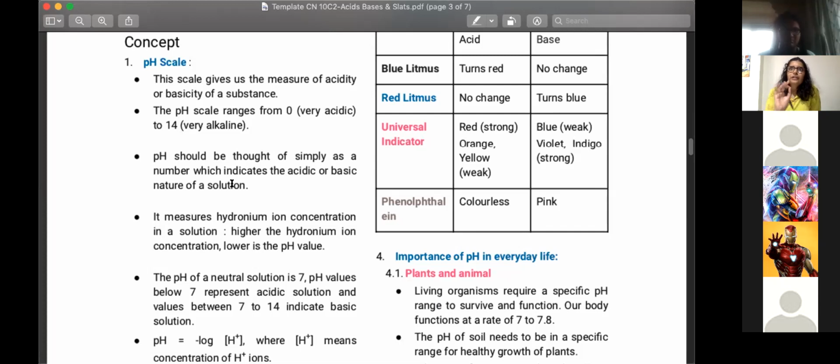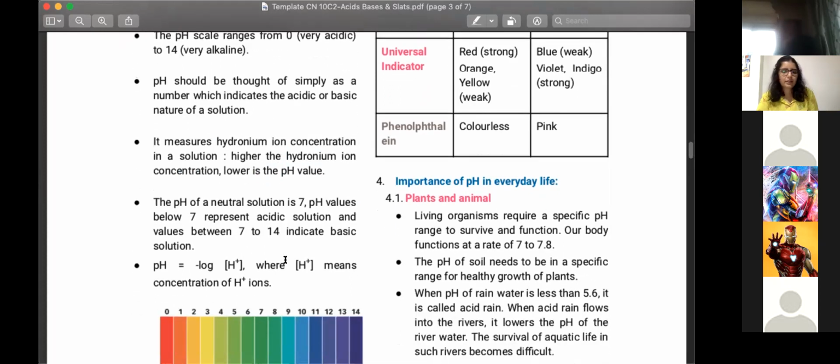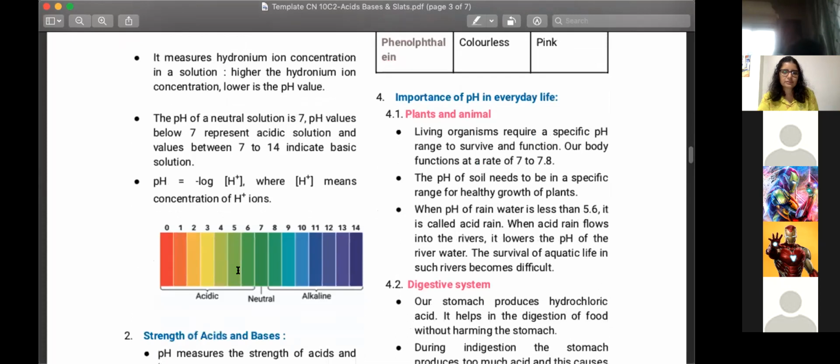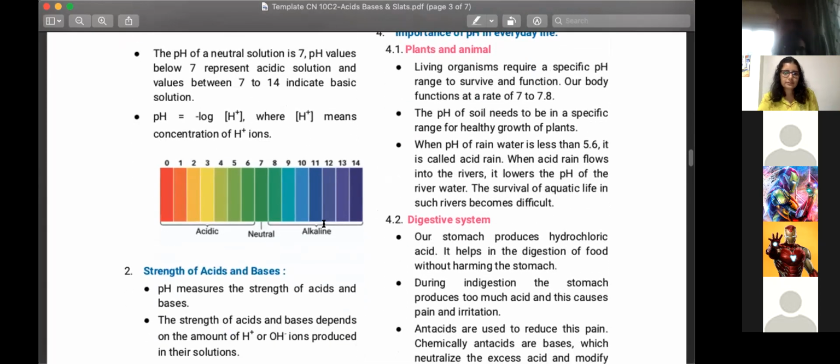मतलब उसका कोई units नहीं है. It's literally just one single number. So it measures the hydronium ion concentration. So that's what I put the formula for, right? So the higher the hydronium ion concentration, the lower the pH value. इसलिए basic solutions have really high pH and acidic solutions have really low pH. This is the formula, and these are the colors.